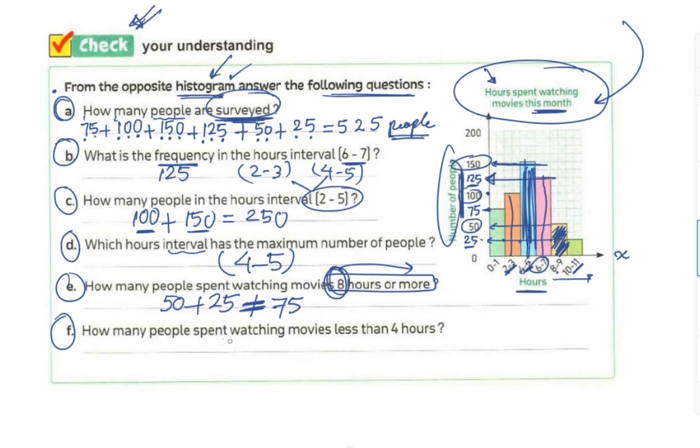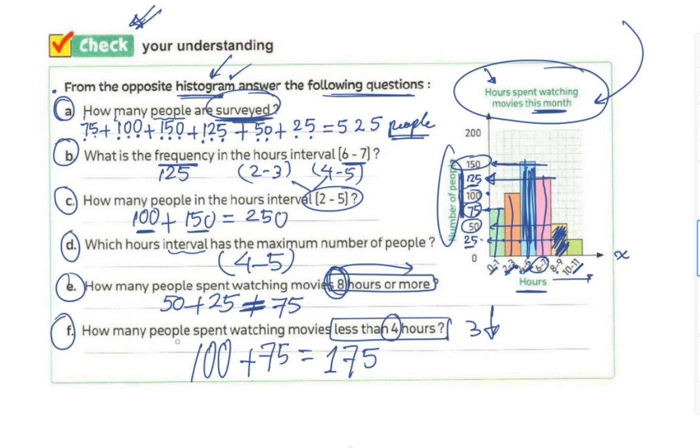Last question. How many people spent watching movies less than 4? Less than 4 means 4 is out of the solution. So start from 3 and go down. From 3, we have 2 to 3. This orange column has 100. Plus, less than 3, 0 to 1, we have 75, the green column. When you add 100 to 75, we have 175 people.